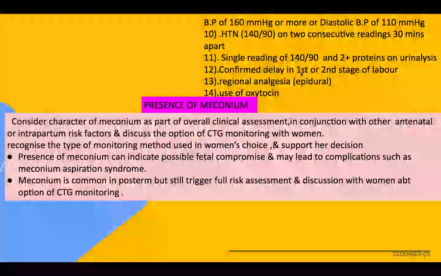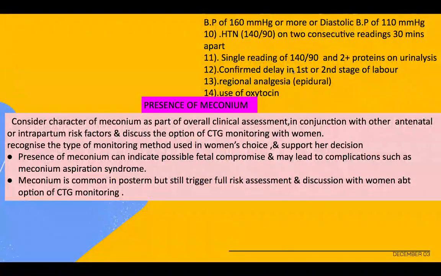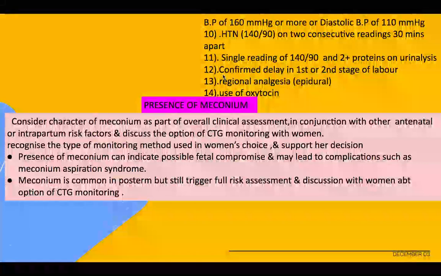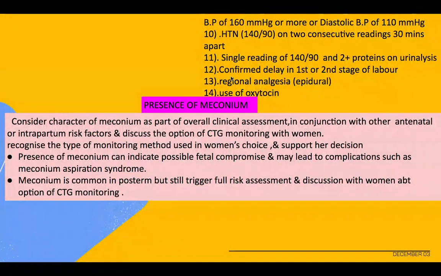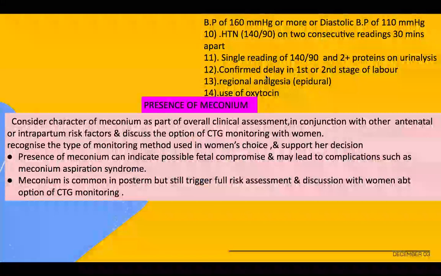Then confirmed delay in the first or second stage of labor. Shortly, in the next few days, I will be taking another class on intrapartum management in which I will explain what is suspected delay and what is confirmed delay. So they have not written suspected delay here. They have written confirmed delay, right? After a 4-hour examination, when you do a vaginal examination, you see that there is a delay. This is a suspected delay. Then after 2 hours, you will do a further vaginal examination. Then that is a confirmed delay, right? Do not confuse it with a suspected delay.